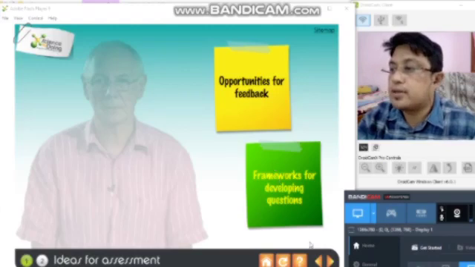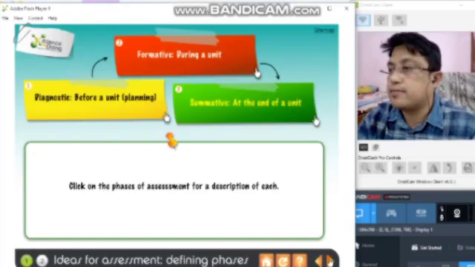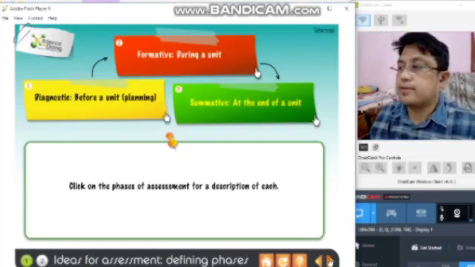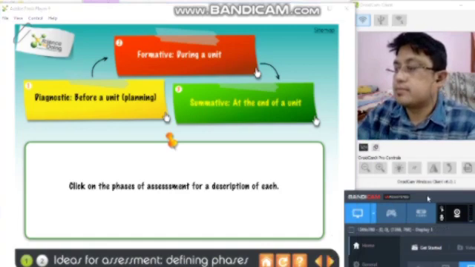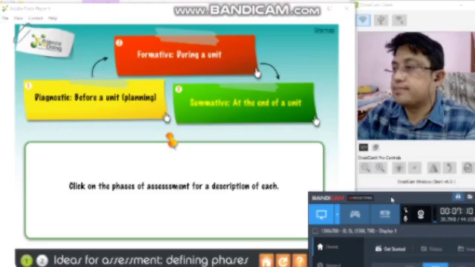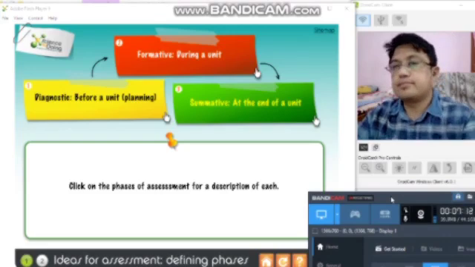At least before going to all these opportunities for feedback, let us see. Using assessment diagnostically, formatively and summatively is a powerful way of finding out what your students know and can do for any unit of work.